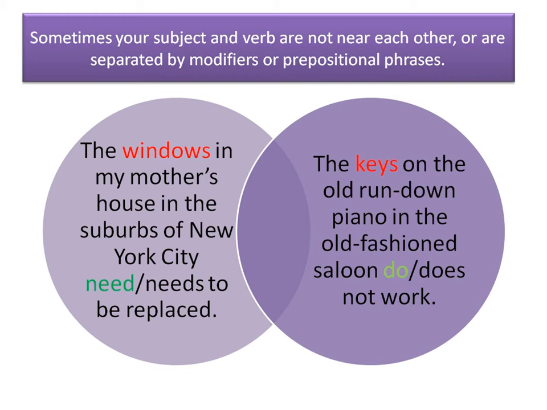The keys on the old rundown piano in the old-fashioned saloon do not work. Here we found the verb. It's easiest to find the verb because it's the one we're asking you about. And here we choose do rather than does because the keys do. They do. Remember, if it were singular, it, that's when it would end with S. But since the keys are plural, it does not end with S.